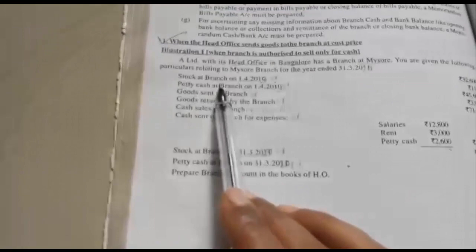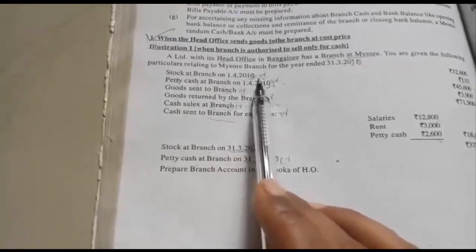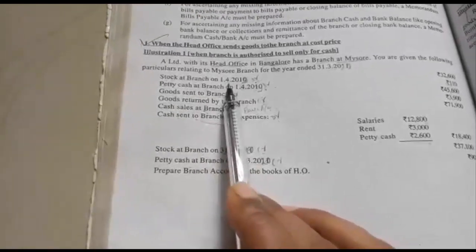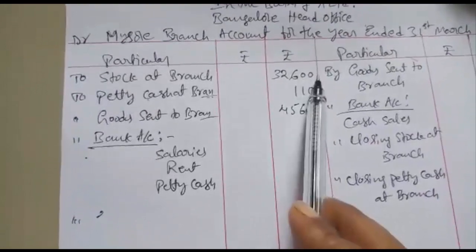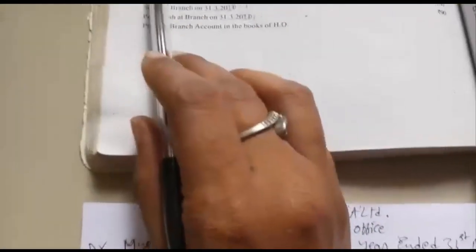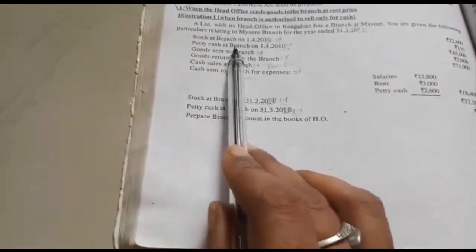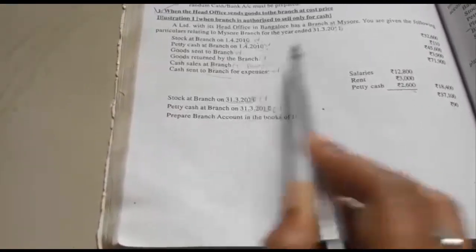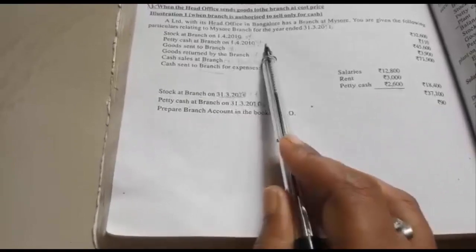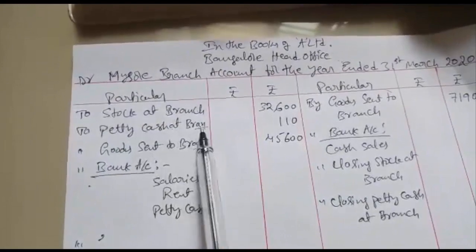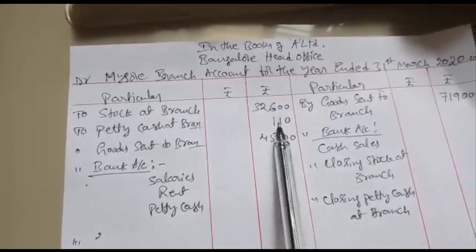First, stock at branch on 1/4/2019. This is the opening stock, so we take the debit side. I mention stock at branch, 32,600 rupees. Secondly, petty cash at branch on 1/4/2019, that is 110 rupees. This is also opening petty cash, so we take the debit side. Petty cash at branch, 110 rupees.